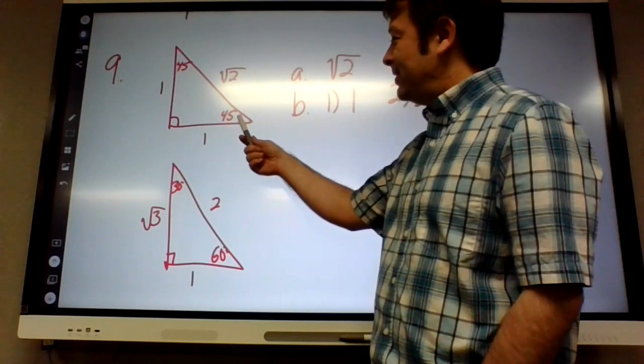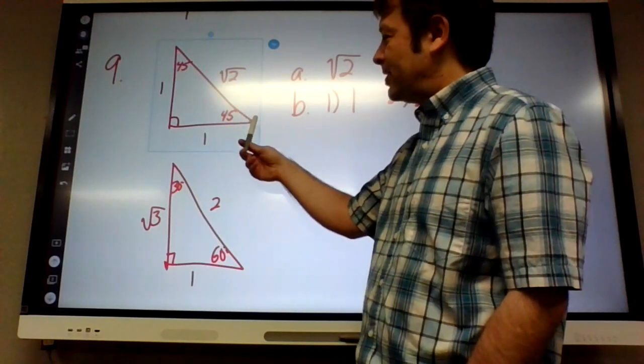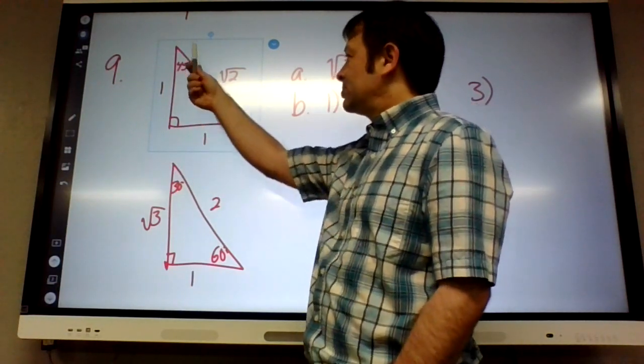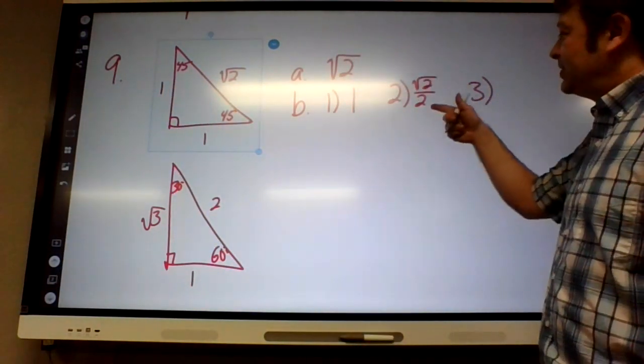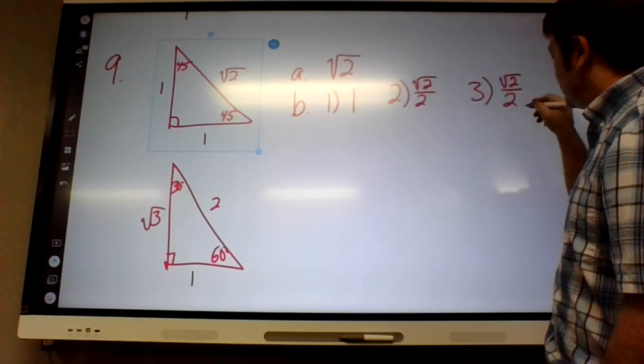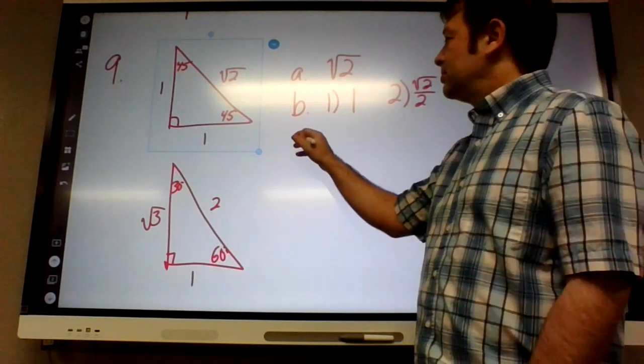Cosine of 45 is adjacent over hypotenuse. Adjacent 1, hypotenuse square root of 2. So it's the same thing as sine. So 1 over square root of 2 turns into square root of 2 over 2.